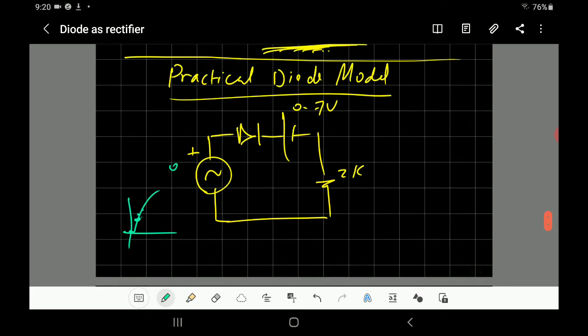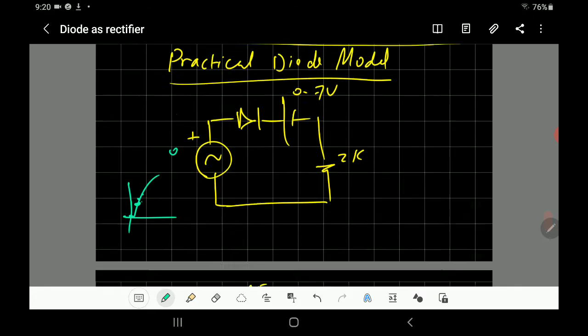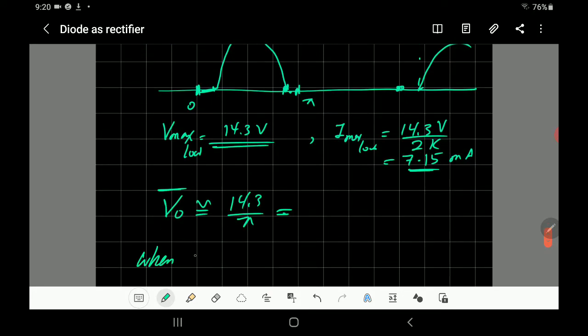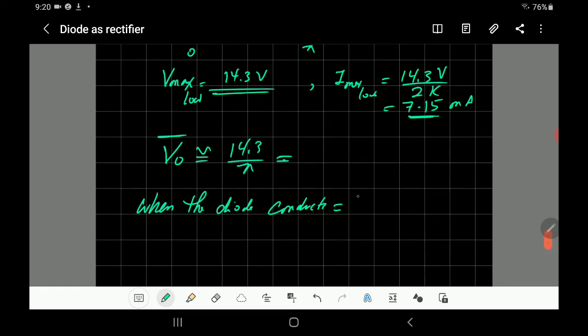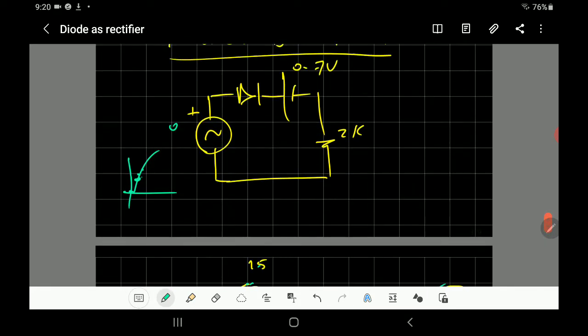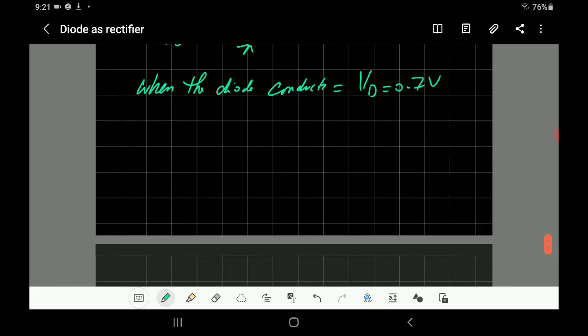What else do we want to find? We want to find the voltage across the diode. Well, when the diode conducts, we know the answer: the voltage across the diode will be 0.7 volt. But what about when it's off, when it's not conducting? Okay, so when it's not conducting, you sketch the circuit like that. And this is the load. The voltage should be equal to 0 because the current is equal to 0.